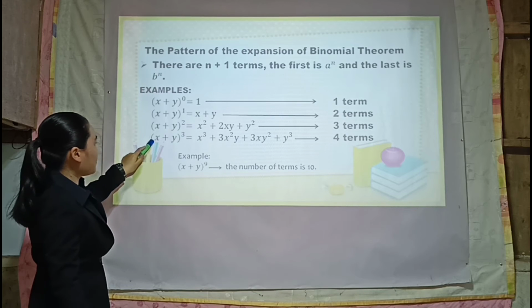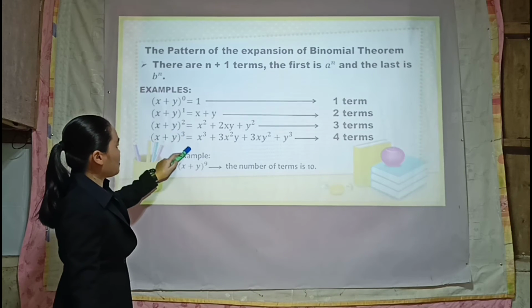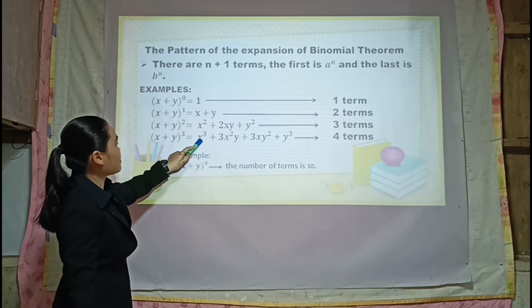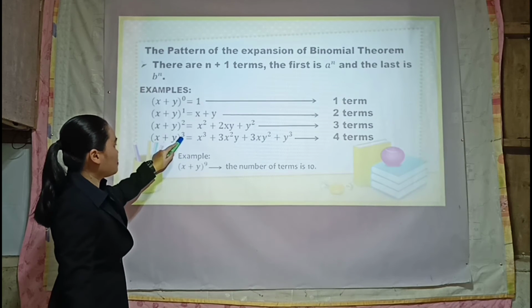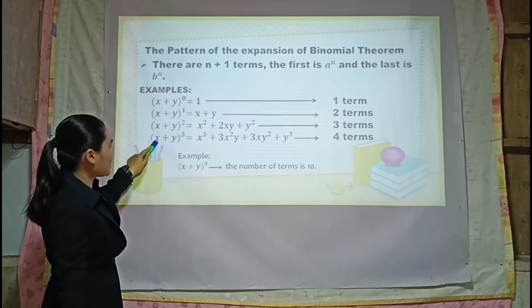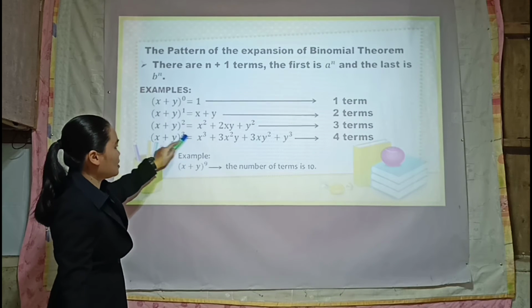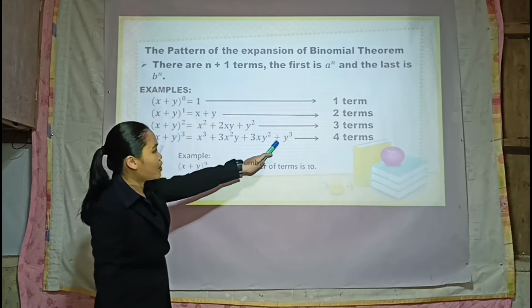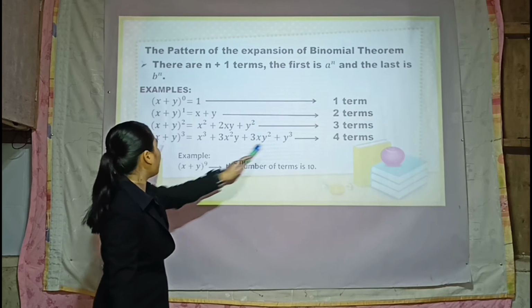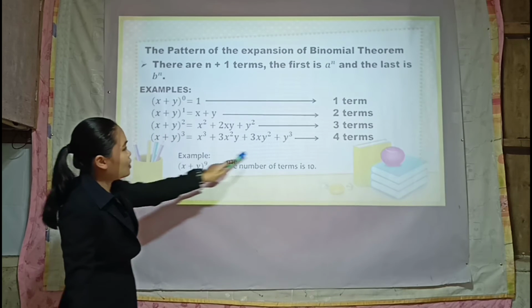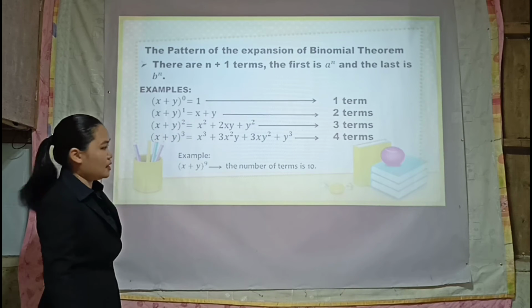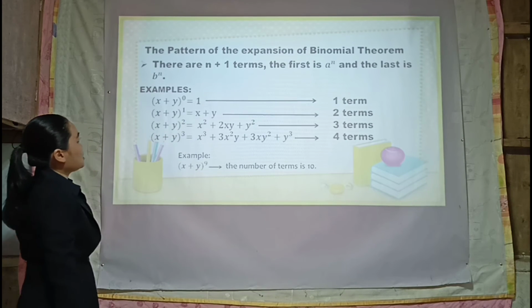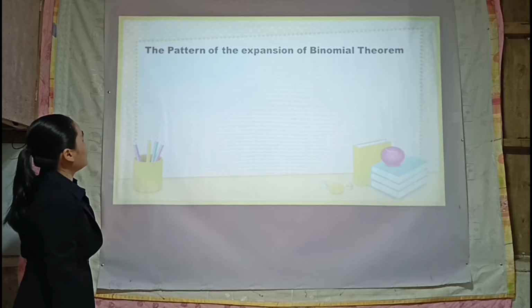So next example, we have x plus y cubed is equal to, so our first term we have x cubed because our a is x and our n is 3, we have x cubed. And for the last term we have our b, which is y, we have y cubed because our exponent is 3. Okay, let's proceed to the next pattern.